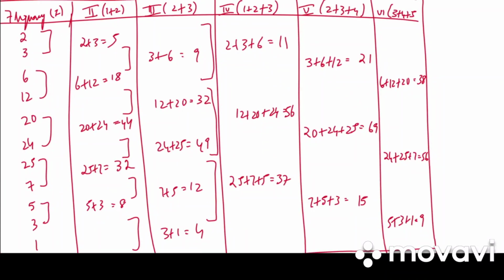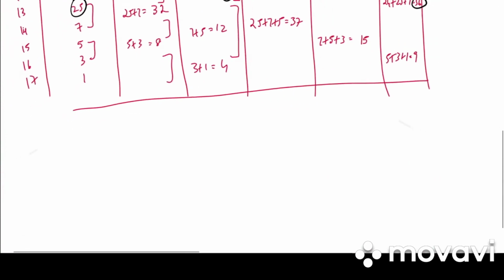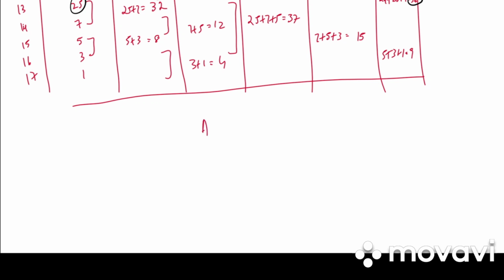So in every column we need to mark the highest number. So in the frequency column it is 25, second column 44, then it is 49, 56, 69 and 56. After this we have to prepare the analysis table.